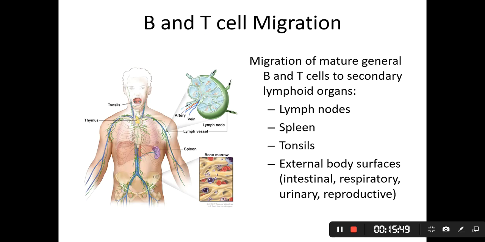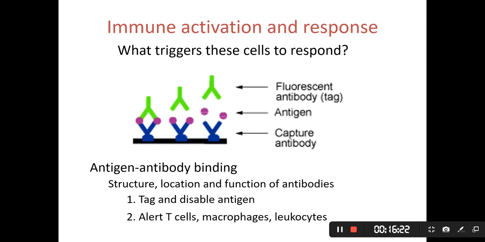That is what this B and T cell migration is about, that after maturing from the bone marrow and from the thymus gland, they go to the secondary lymphoid organs like lymph nodes, spleen, tonsils also, and some of them also go to the external body surfaces like intestines, respiratory system, urinary system, reproductive system. So in all these systems, you also have small collections of lymphocytes to fight against all those bacteria and viruses and all those antigens. Now, how does an immune system get activated?